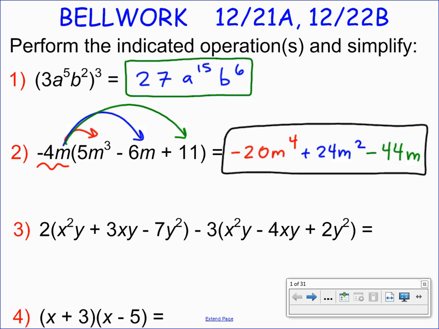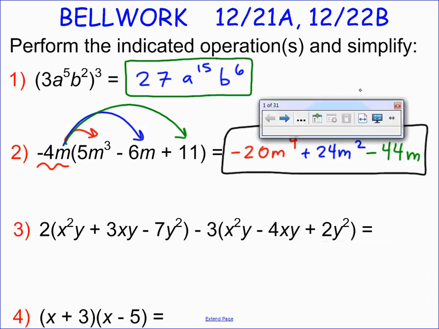All right, so raise your hand if you had number 2. So did anybody get number 2? You had a lot of practice like this on your worksheet. It looked a lot like this. Good job, you guys. Number 3, oh goodness, so I've got a couple different distributions going on here. We're going to go ahead and do the same thing.